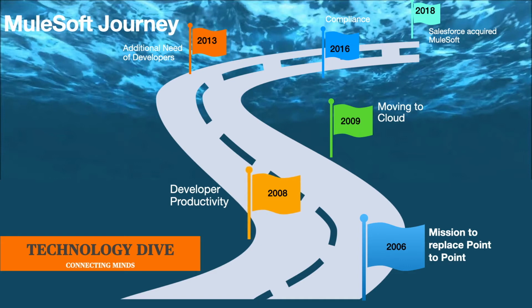In 2009, MuleSoft was focusing on moving to the cloud. CloudHub was launched to further simplify the deployment and management of the application in the cloud. In 2013, addressing the additional needs of the integration developers, CloudHub evolves into Anypoint platform, a complete platform for designing, reusing, and managing the integrations and APIs.